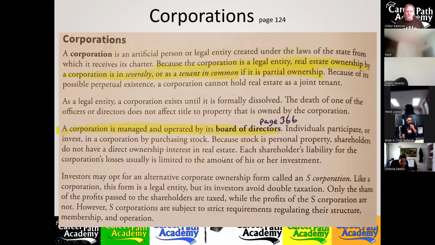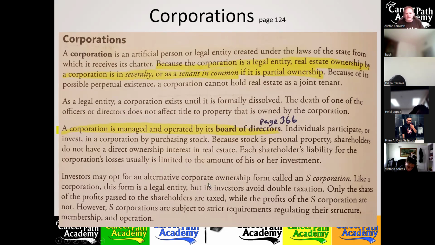So let's do this highlight on page 124. This one and then this one. A corporation is managed and operated by its board of directors. And I'll give you that little cross-reference, page 366. And then we're going to turn to page 366, I believe, on the next one, and we're going to do a highlight over there.